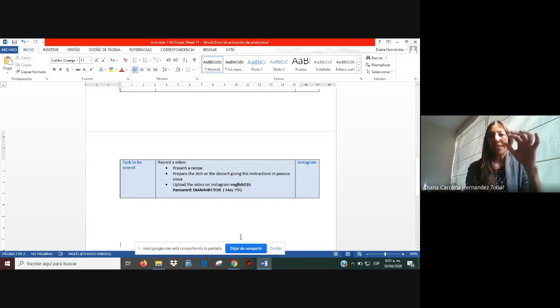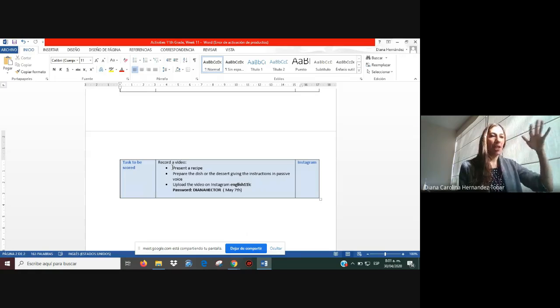So these are the steps that you need to take into account. First of all, you present the recipe, okay, with all the ingredients. So for this pasta, you need blah, blah, blah. You present all the ingredients of the recipe. Then you prepare the dish or the dessert, yeah? The cake, brownies, whatever. Giving the instructions in passive voice, in present simple, okay? As the example that I just presented to you. And you upload the video there.